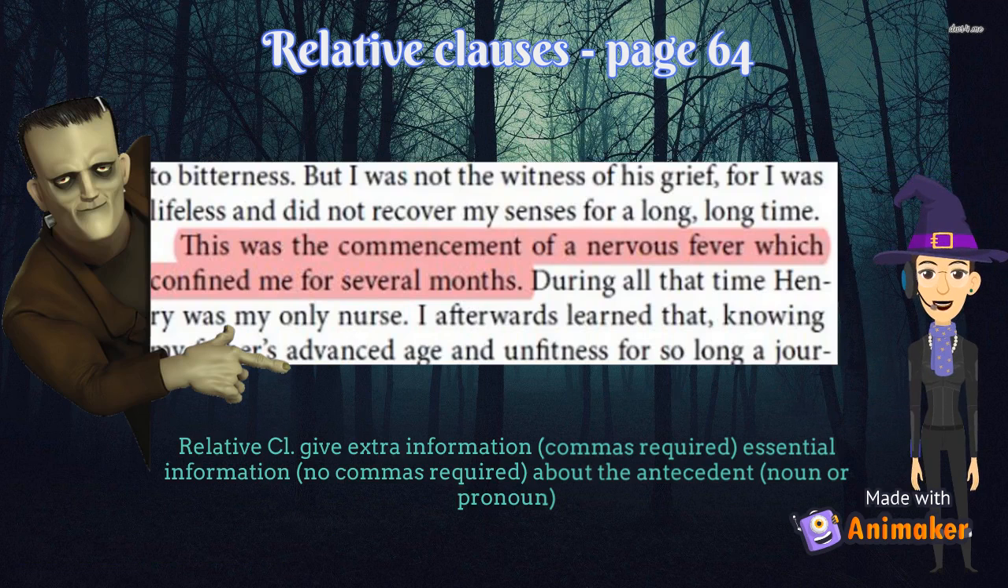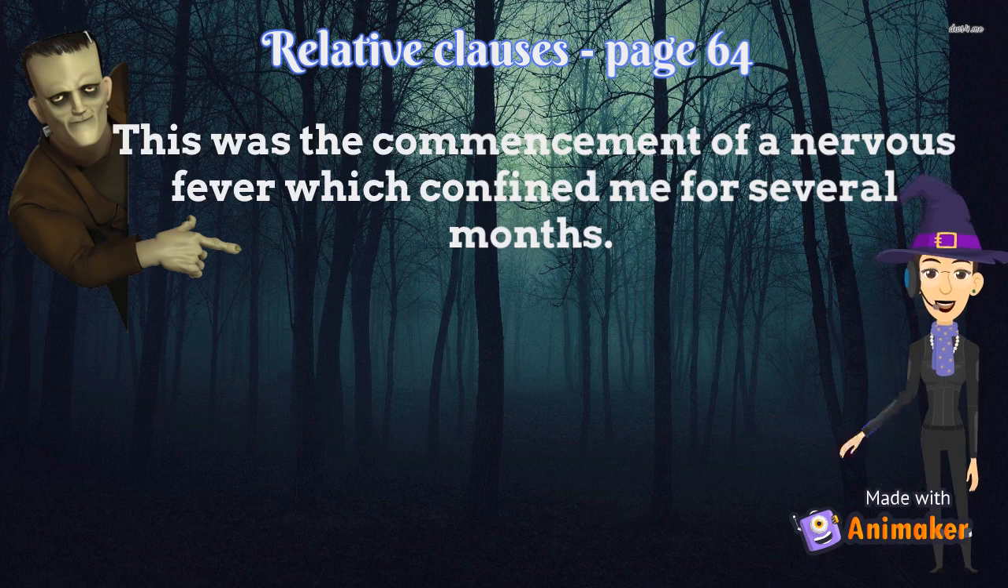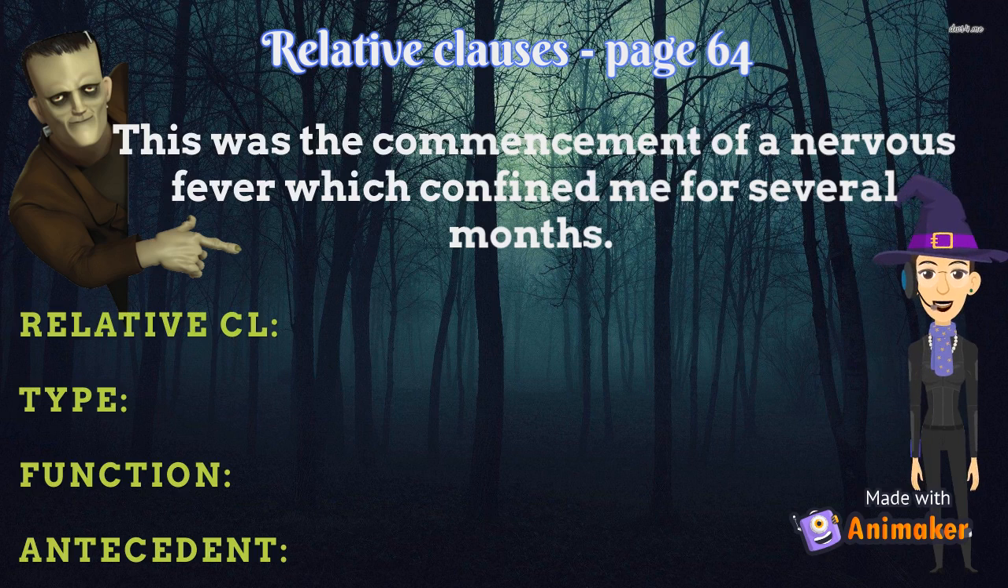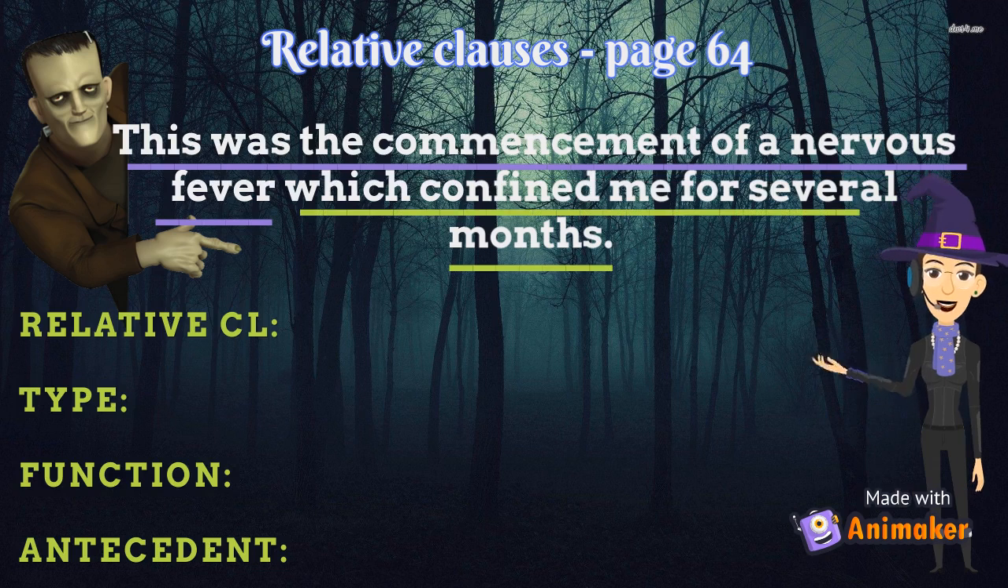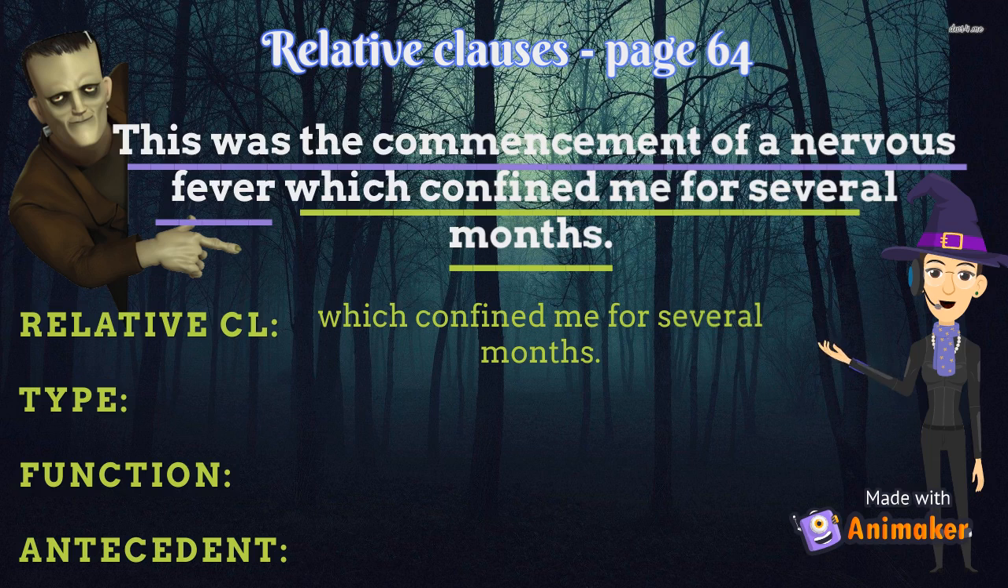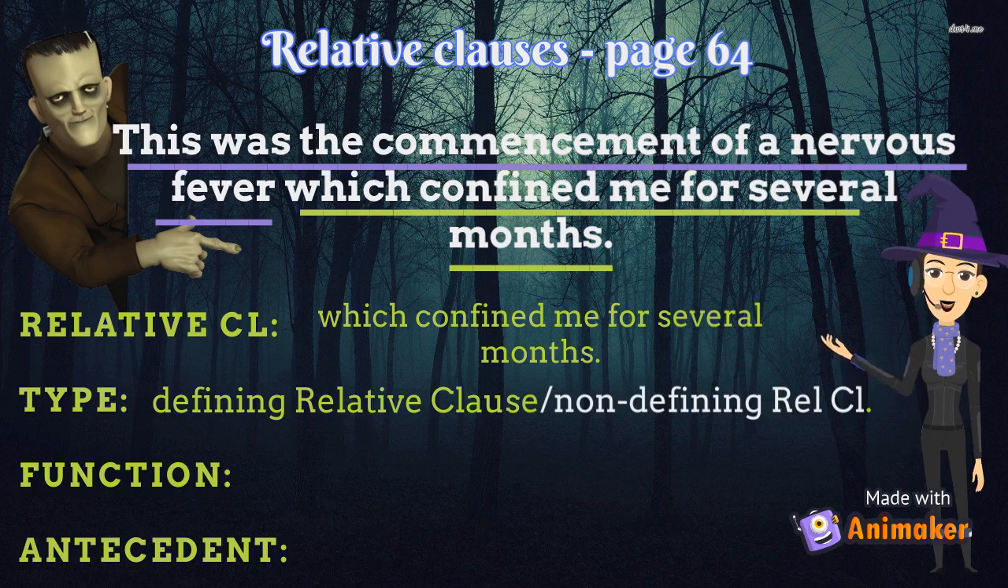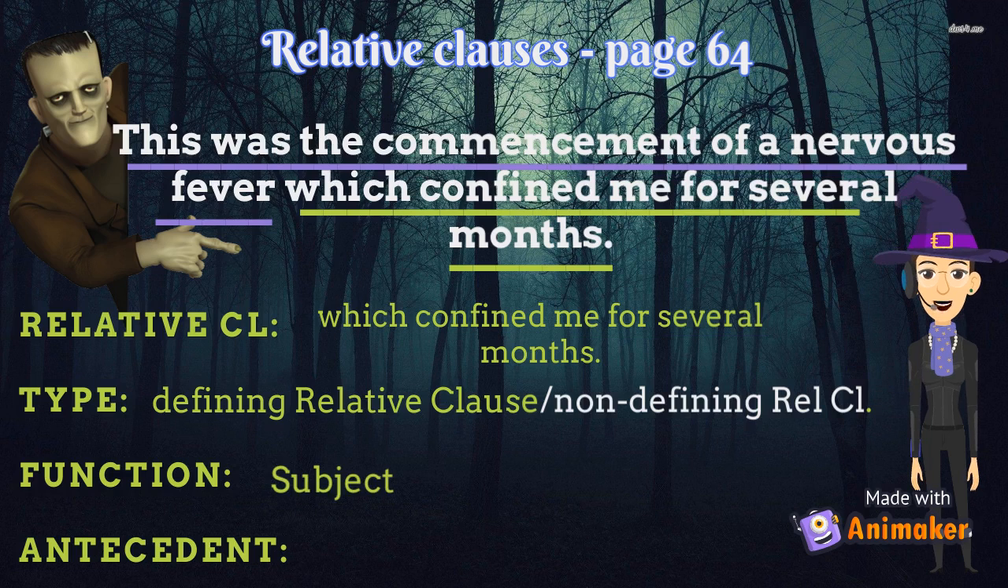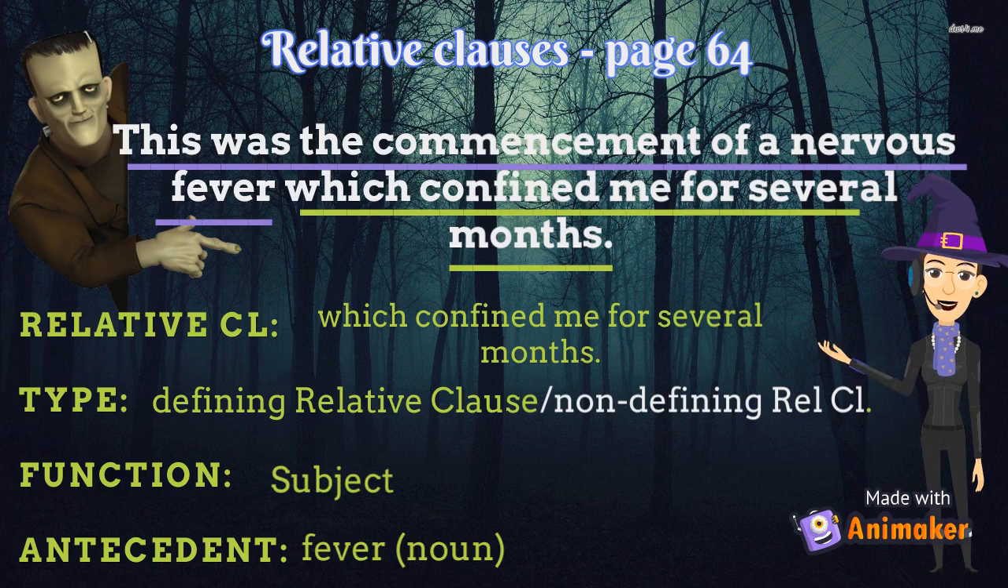This was the commencement of a nervous fever which confined me for several months. First, the independent clause is this was the commencement of a nervous fever. Second, in the dependent clause, the subordinator which introduces the relative clause: which confined me for several months. Then, let's look at the dependent clause. This is giving essential information because it is not between commas, so this clause would be a defining relative clause. Finally, the subordinator which is acting as a subject because it is replacing the antecedent, which is fever, and it cannot be omitted.